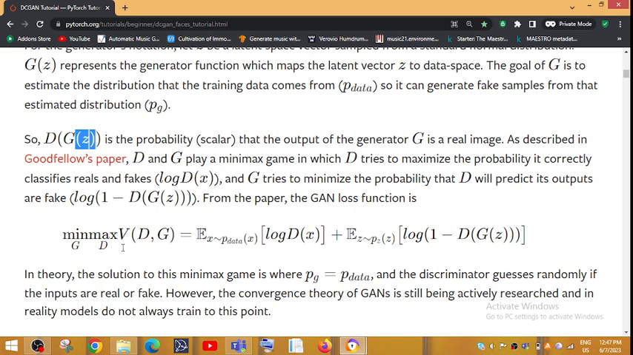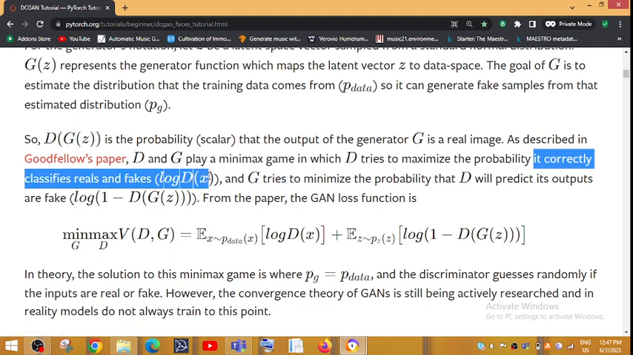As described in the Goodfellow paper, D and G play a minimax game where D tries to maximize the probability that it correctly classifies the real or fake image, and G tries to minimize the probability that D predicts its output as fake: log(1 - D(G(z))). And from the paper, the GAN loss is min max V(D, G).